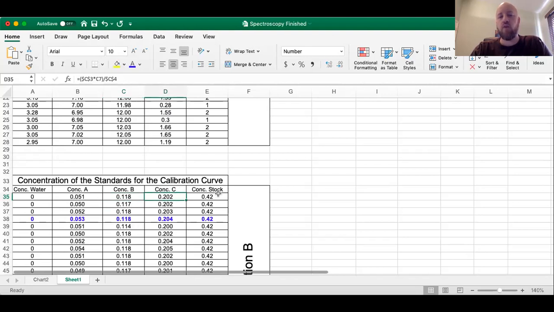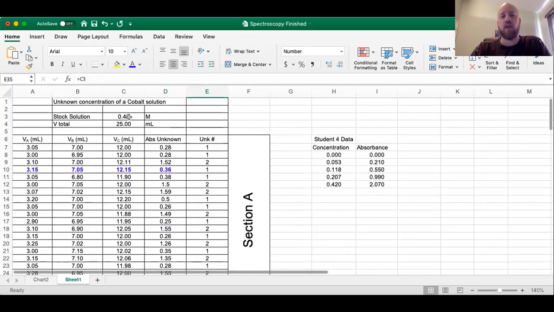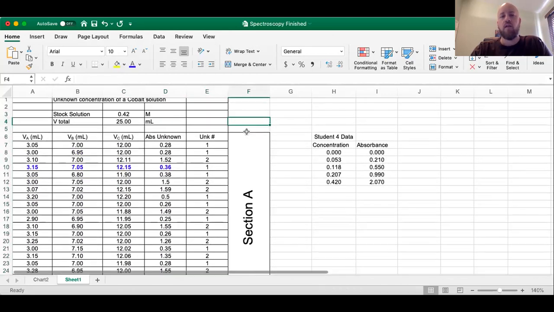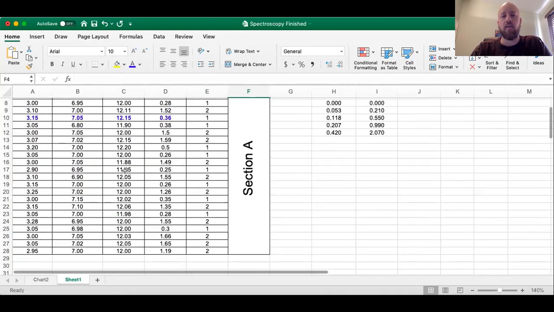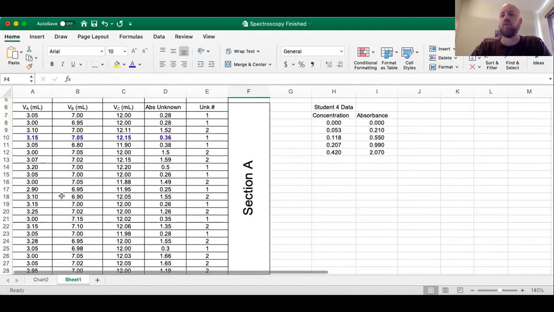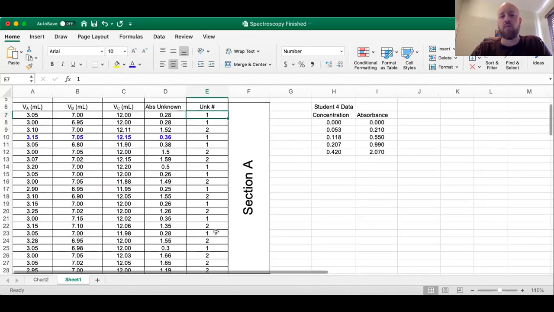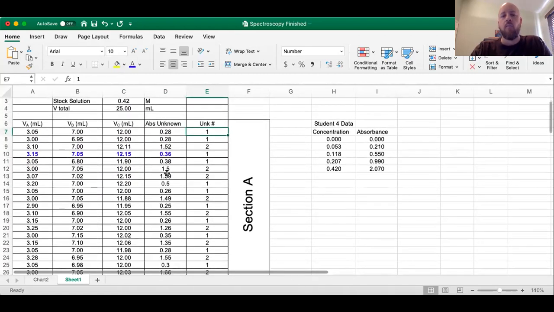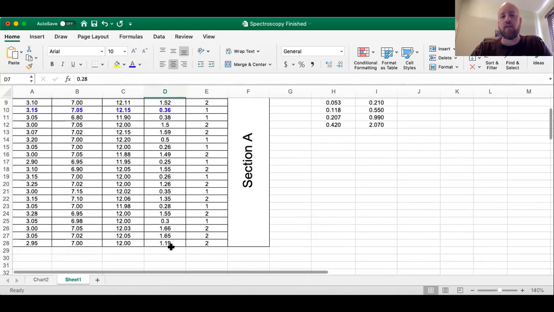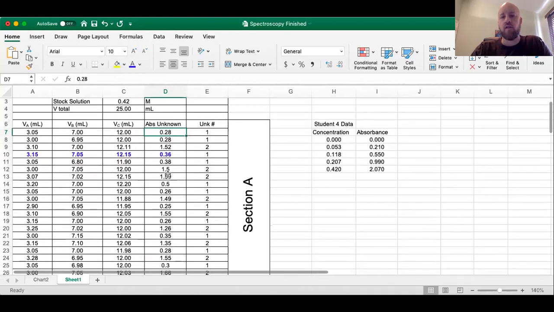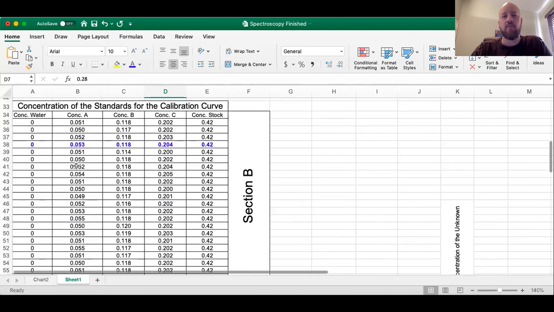Concentration is 0.2 molar, and the stock solution was 0.42, which is again what we were given. So section A is just the raw data. Strictly raw data, nothing's been calculated. The unknown values here are in the same order as they are at the bottom. Everybody took the absorbance of their unknown. Again, this is not a calculated value, so this is why it's in the raw data section.